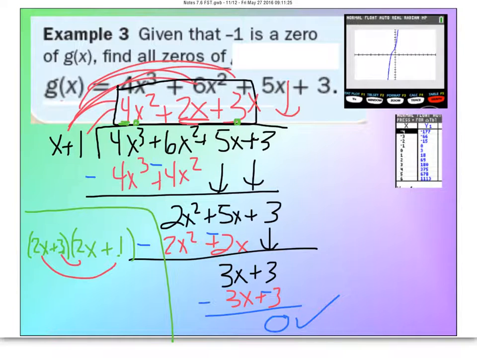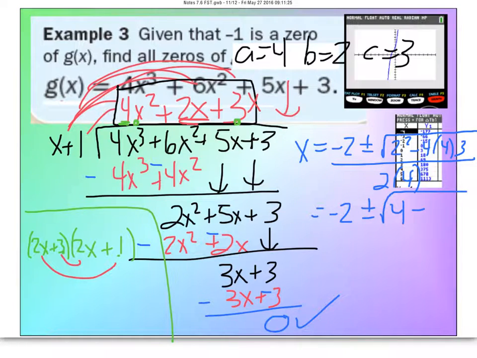Looks good. Let's simplify. So negative 2 plus or minus the square root of 4 minus, when we do this one here, 4 times 4 is 16. 16 times 3 is 48, so negative 48 all over 8. Continuing on, we're going to get negative 2 plus or minus the square root of negative 44 all over 8.